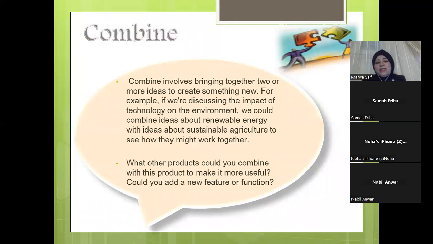Okay, what about the C for combine, the combine part of the SCAMPER technique? Actually, the group of our students working on this part are going to think about answers for questions like: what other products could you combine with this product to make it more useful? Could you add a new feature or function? So you just combine two ideas together, or two steps together in a process, or two components of a product. If we are speaking about the pencil as a product, what could you combine it with to make it better, to make it more effective, to create something new?